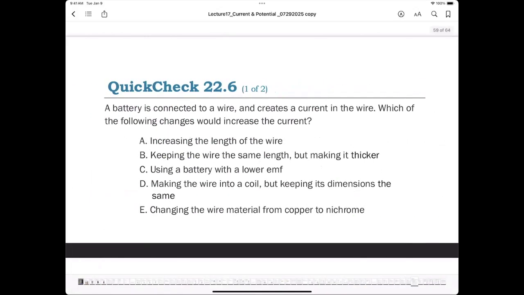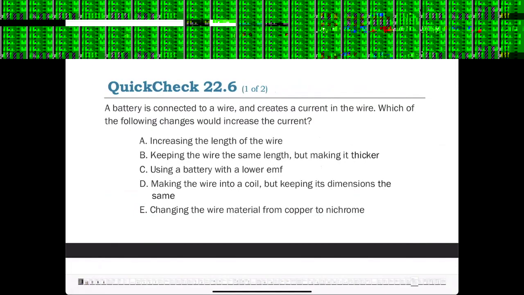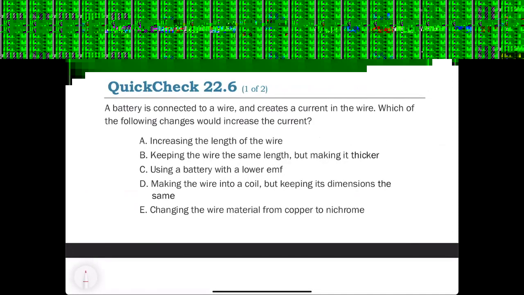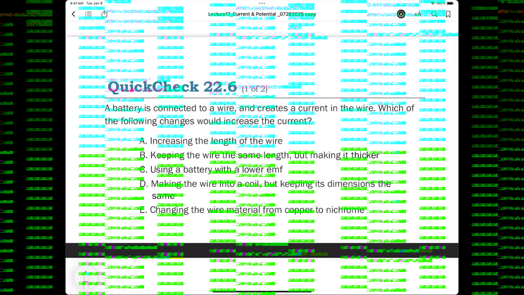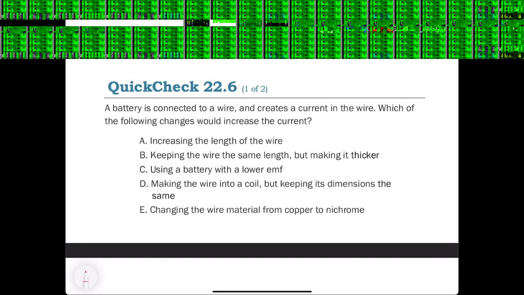Okay, let's review some quick check questions. A battery is connected to a wire and creates a current in the wire. Which of the following changes would increase the current? Increase the length of the wire; keep the wire the same length but make it thicker; use a battery with a lower EMF; make the wire into a coil but keep its dimensions the same; or change the wire material from copper to nickel.